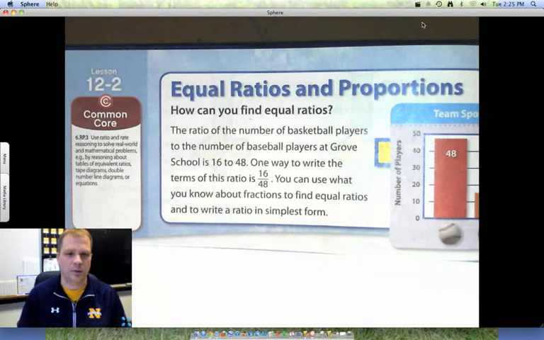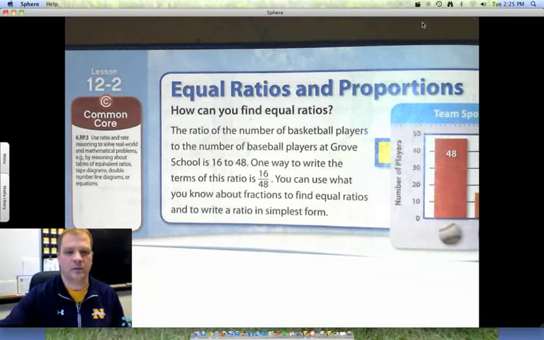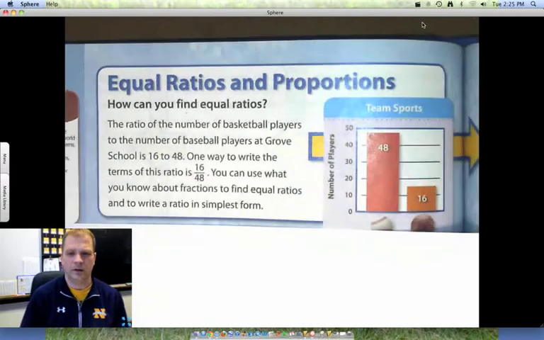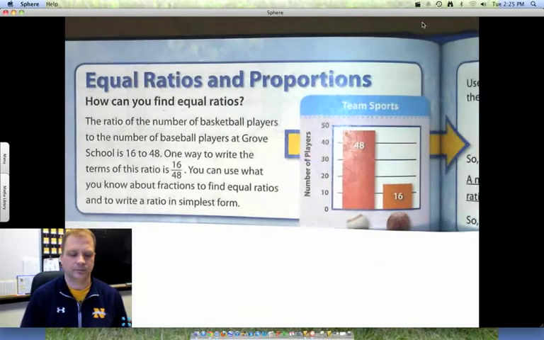Equal ratios and proportions. How can you find equal ratios? The ratio of the number of basketball players to the number of baseball players at Grove School is 16:48. One way to write the terms of this ratio is as the fraction 16/48. You can use what you know about fractions and equivalent fractions to find equal ratios and to write a ratio in simplest form.